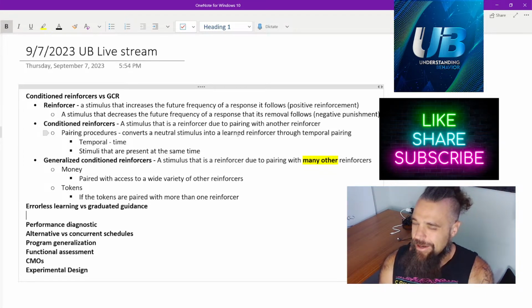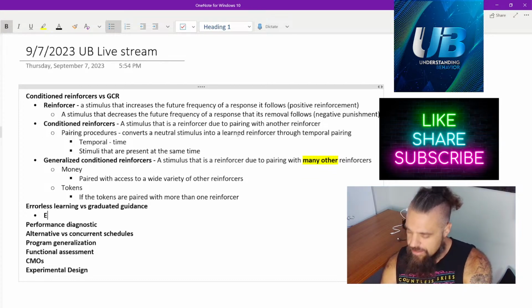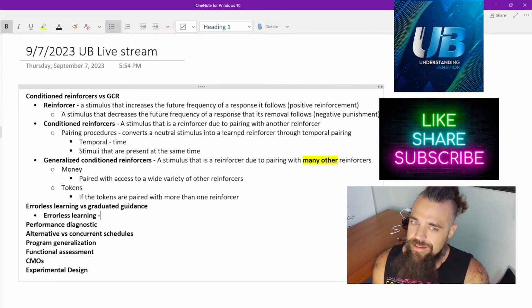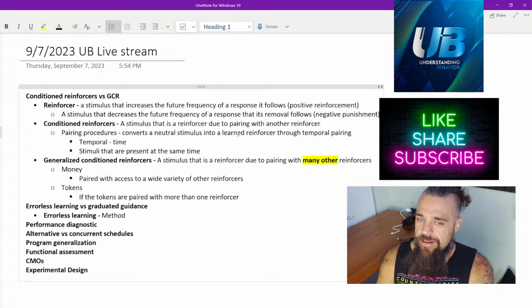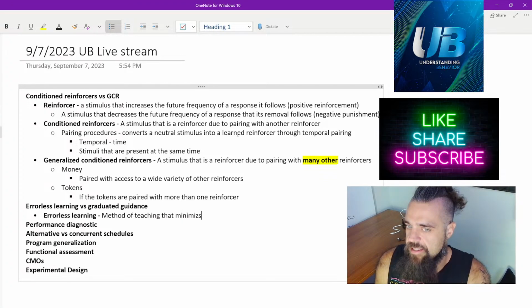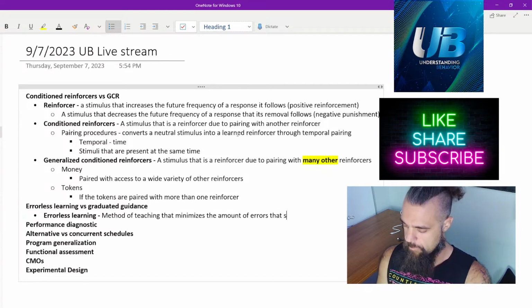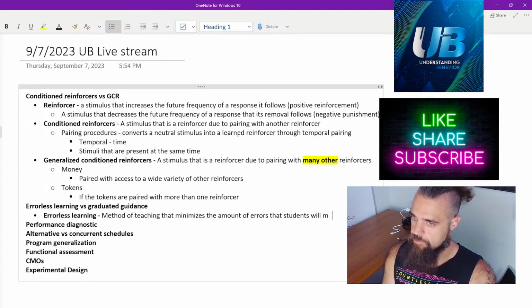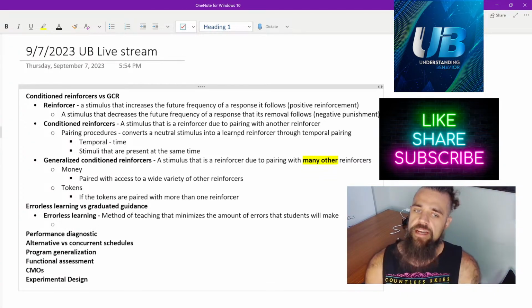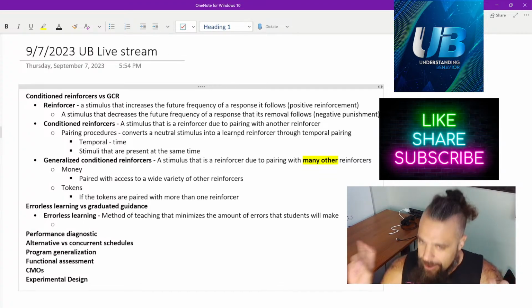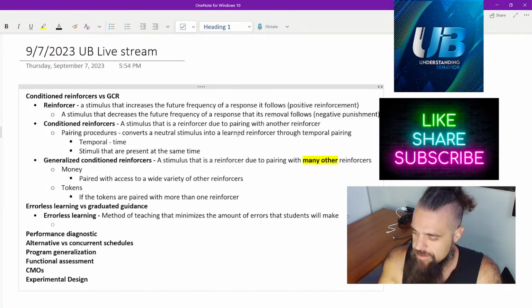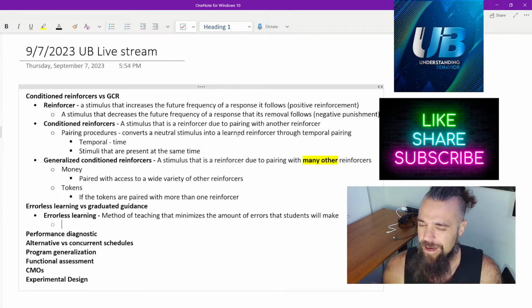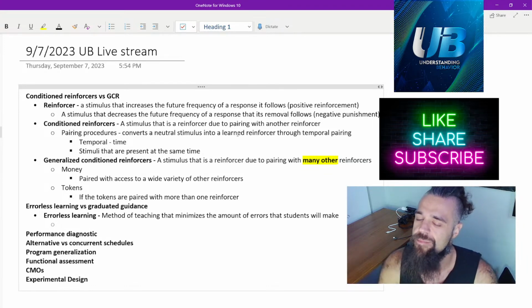Next up, let's talk about errorless learning versus graduated guidance. So errorless learning. This definition kind of seems like a bit of a cop-out, but it's a method of teaching that minimizes the amount of errors that students can make. So ideally, we want it to be truly errorless, where they aren't going to make a single mistake throughout, but sometimes that's unrealistic. But errorless learning essentially means we're doing the best that we can to minimize the amount of errors.